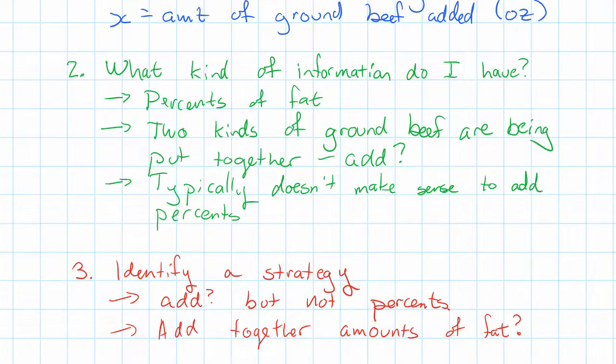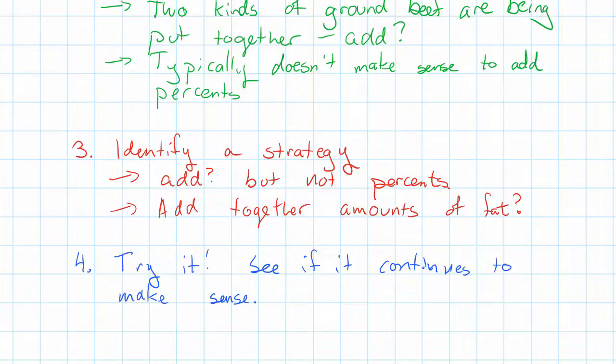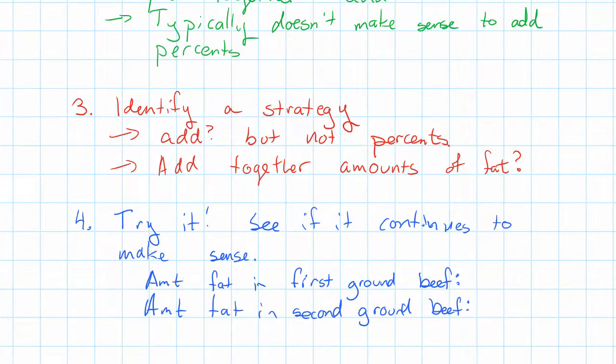Once we've identified a strategy, we give it a try. Our strategy has to do with adding together the amounts of fat. So we want to know the amount of fat in the first ground beef, the amount of fat in the second ground beef, and then the amount of fat in the mixture.